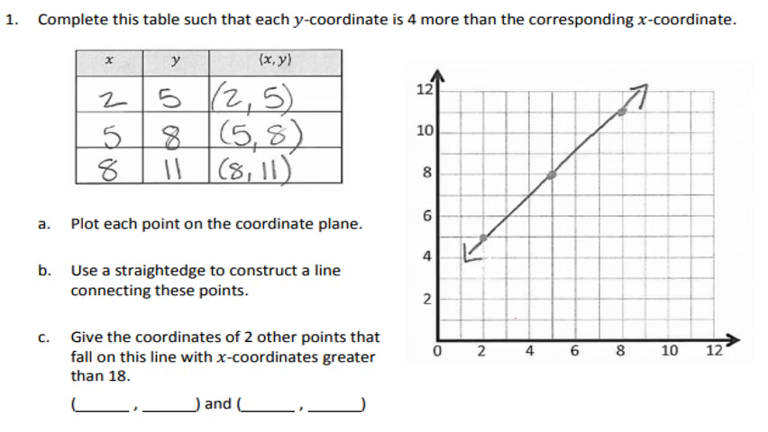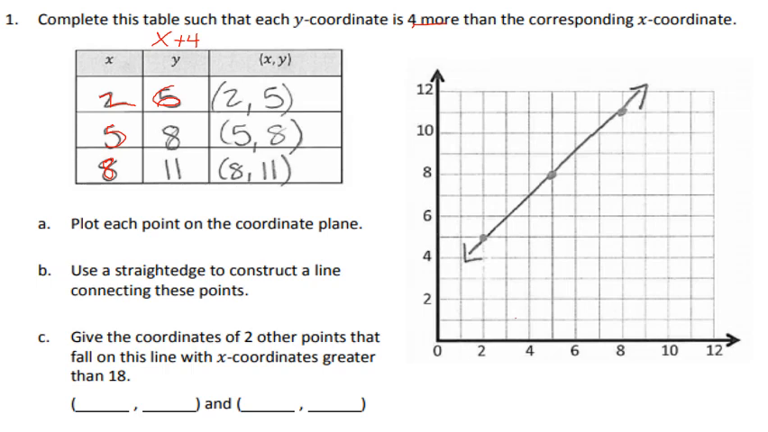Now, first off, when they did this example on 1, they made a mistake, and I hope you all caught it. It says create this table such that each y coordinate is 4 more than the corresponding x coordinate. So the coordinates they picked for x were 2, 5, and 8. Now it says each y coordinate is 4 more. So the rule for y is x plus 4. Whatever x is, we're going to add 4.